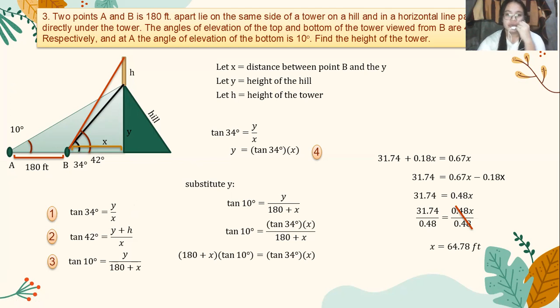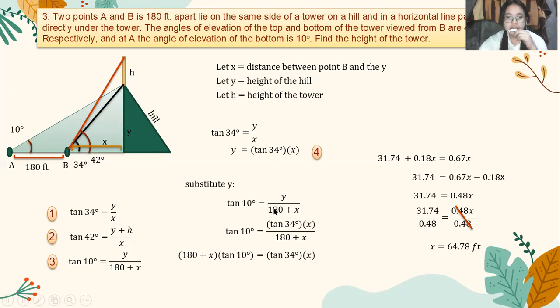We will be using equation number 1. Tangent 34 degrees equals y over x. Then let's cross multiply, so y equals tangent 34 degrees times x. This will be our equation number 4, and also our initial value of y. Next, we will substitute the y into equation number 3. I am going to choose equation number 3 because we need to find the x first.